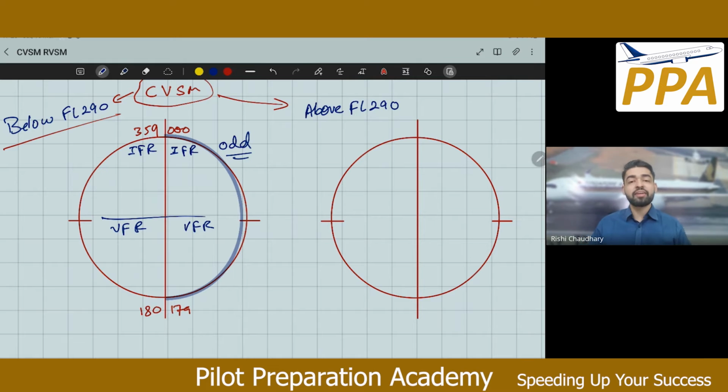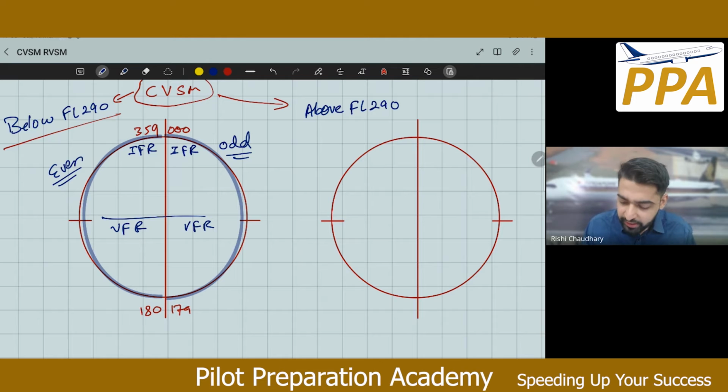All the flights going in easterly direction will be odd in nature, and all the flights going in westerly direction will be even in nature. So we learned that the planes having heading from 000 to 179 will be having odd flight levels, whereas the planes flying from 180 to 359 heading will be having even flight levels. Okay, what does even and odd flight level mean?